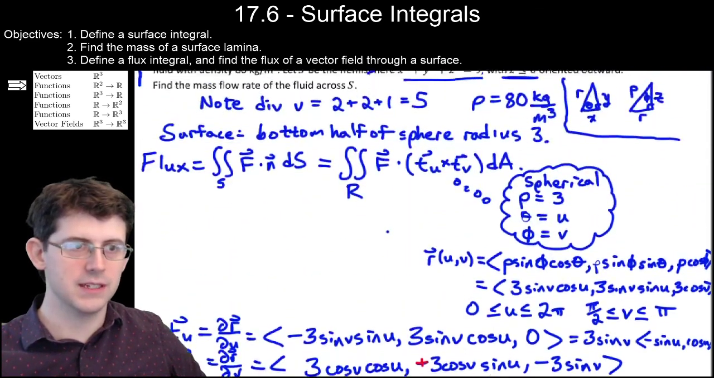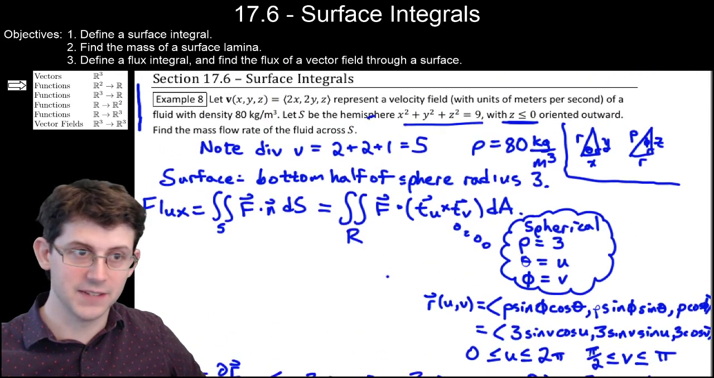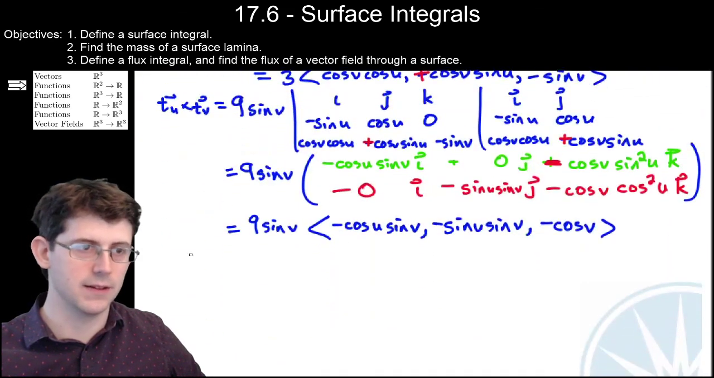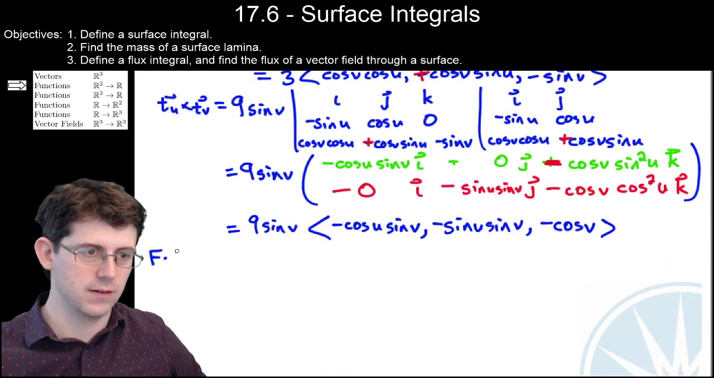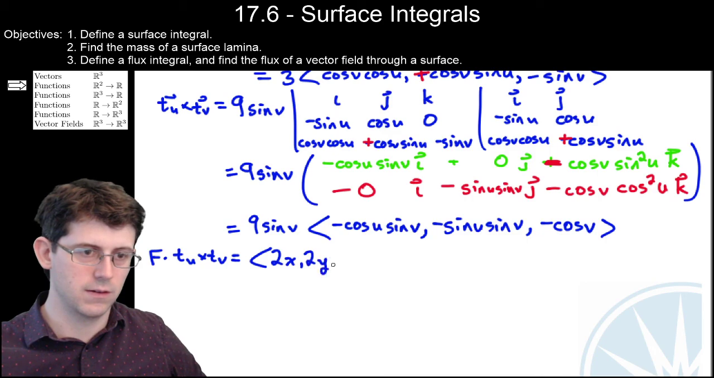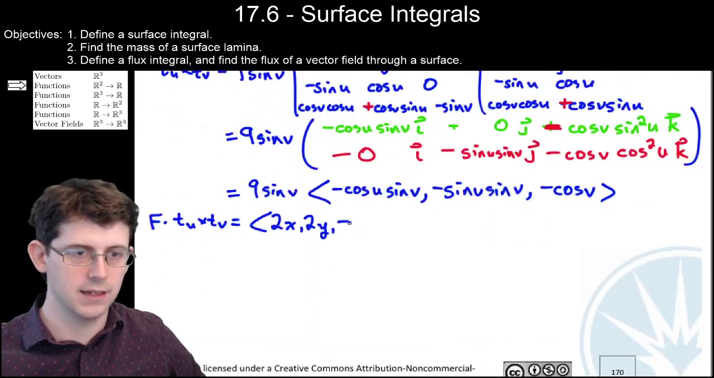What are we doing with Tu cross Tv? Well, we are dotting it with F. F is the vector field, the velocity of the fluid, and it's 2x, 2y, z.